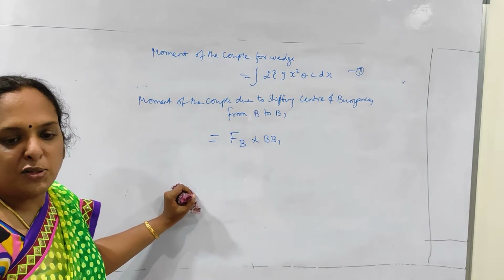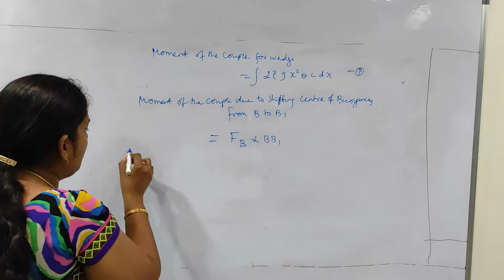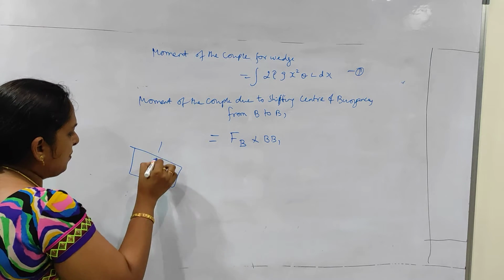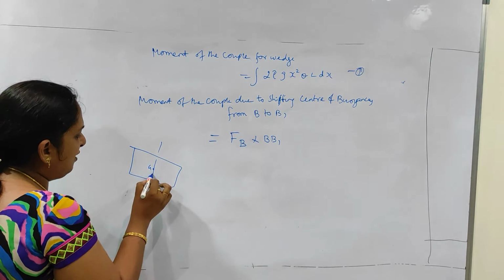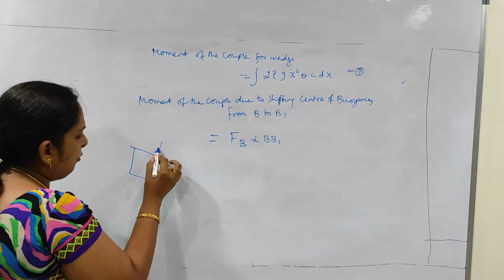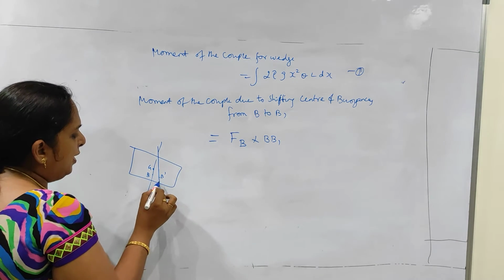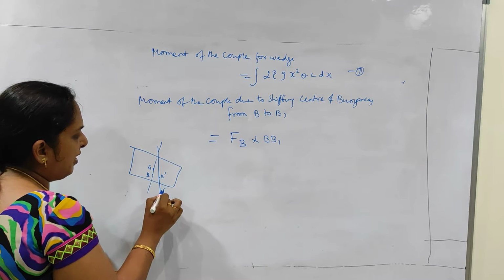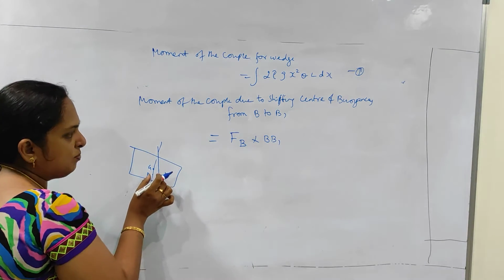So from that diagram, what we have seen, let me recall it. This is my body, this is my G and this is my B, and it is moving to this new position B1. So here the force that is acting is FB, so force into this distance BB1.